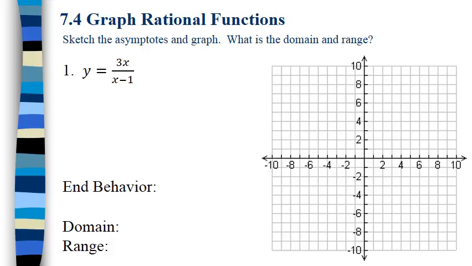So, let's graph a rational function. When we look at this function, the first thing we notice is that we have an x minus 1 in the denominator. This gives us our vertical asymptote. So we have a vertical asymptote at x minus 1 equals 0, which means x equals 1. So if x equals 1, we can draw our vertical asymptote right here. And x equals 1 is our vertical asymptote.